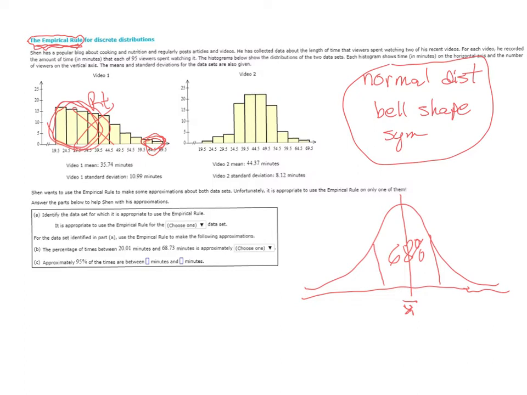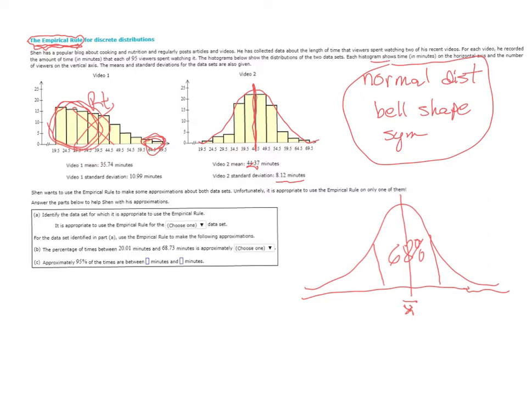All right, so let's look at our example up here. We have 95 viewers. The histograms show the distribution of 2 data sets. Each histogram shows the time in minutes. So this data right here, the somewhat symmetrical one, the mean is about 44.37. That's the number right in the middle. The standard deviation is 8.12.